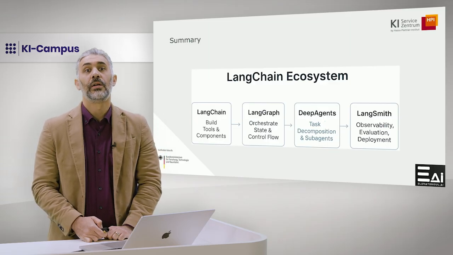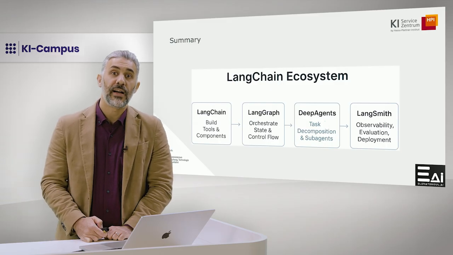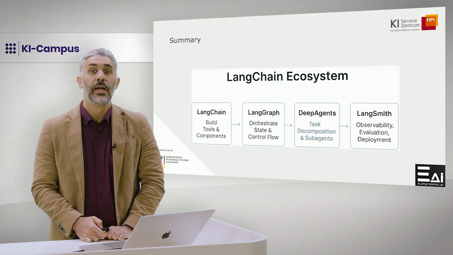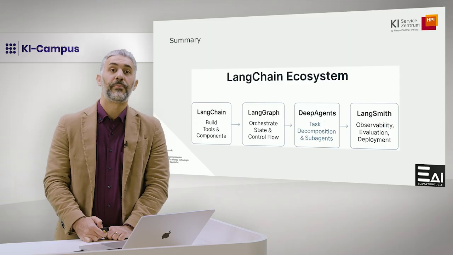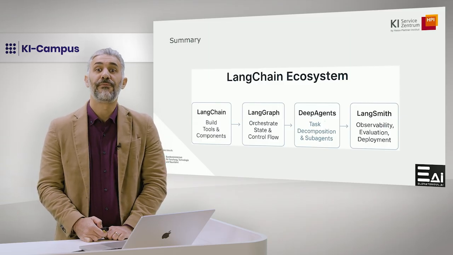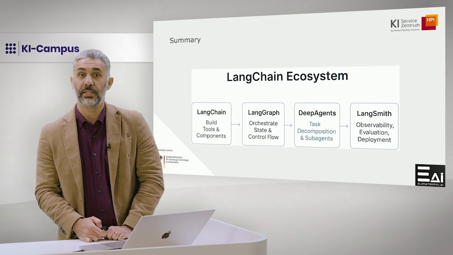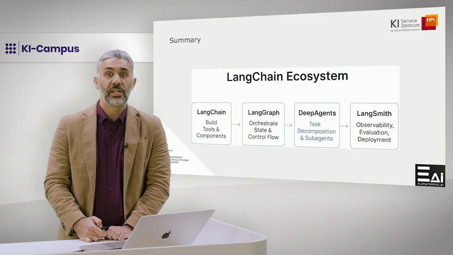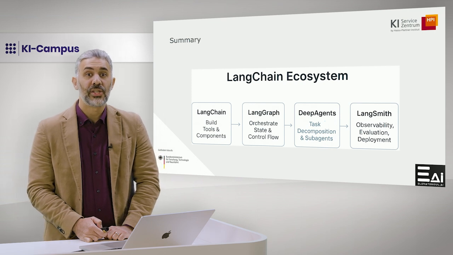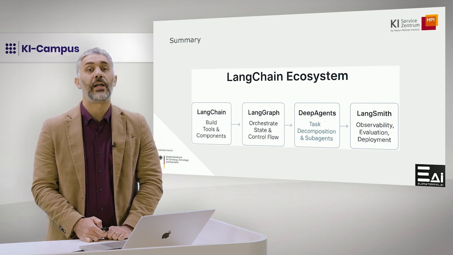LangSmith completes the workflow with observability, evaluation, testing, and deployment, making agents reliable and production-ready. Together, these components form a full lifecycle: build, orchestrate, reason, evaluate, and deploy. The LangChain ecosystem shows how agentic applications are becoming more structured, traceable, and reliable.